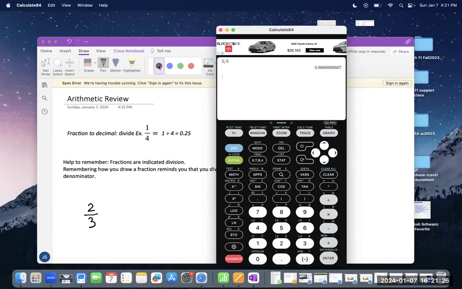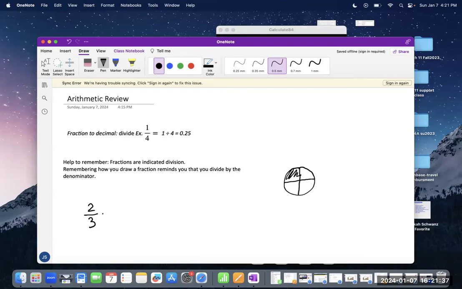What's happening here is this 6 is going on forever, and they rounded that last 6 to a 7. So that's called a never-ending decimal. They did not truncate, they rounded it off. So you may be having to round off decimals in your problems.